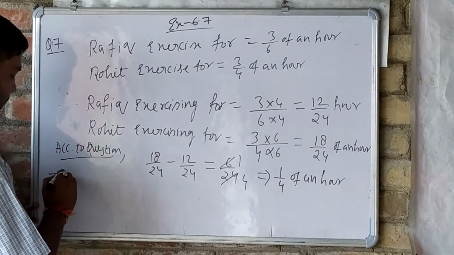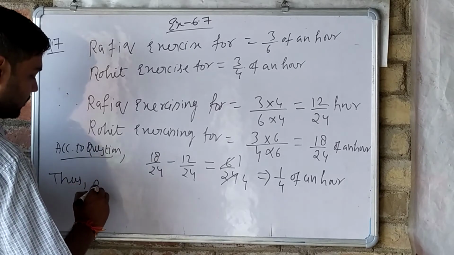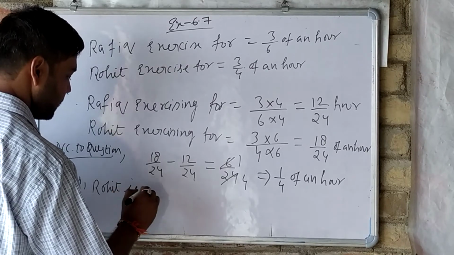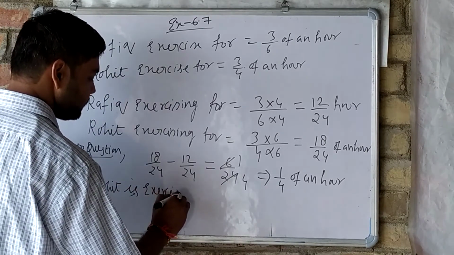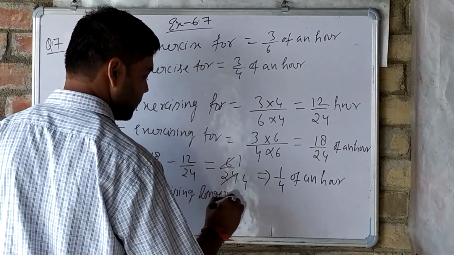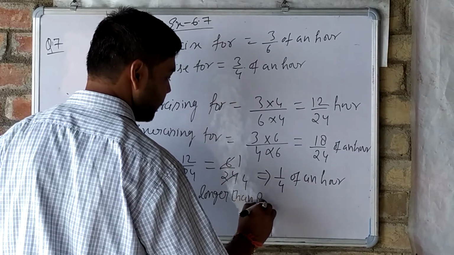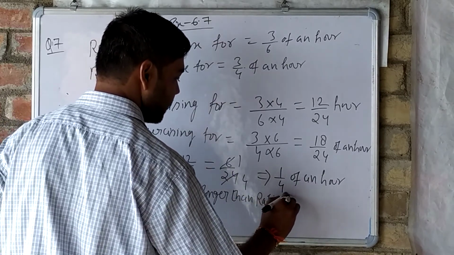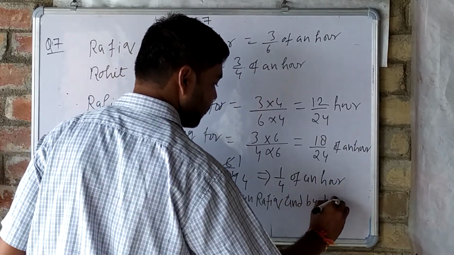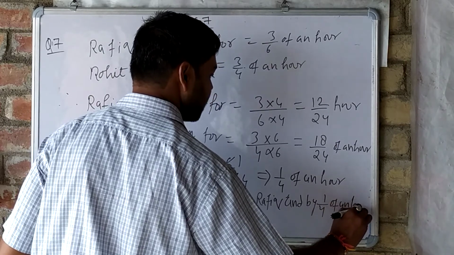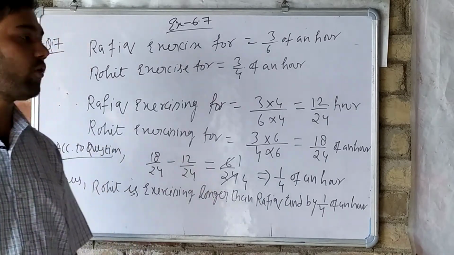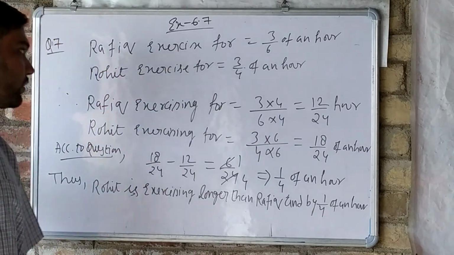So how do we write? Thus Rohit is exercising longer than Rafiq and by 1 by 4 of an hour. This is the answer. Rohit is exercising longer than Rafiq and by 1 by 4 of an hour. So this is the solution of question number 7.